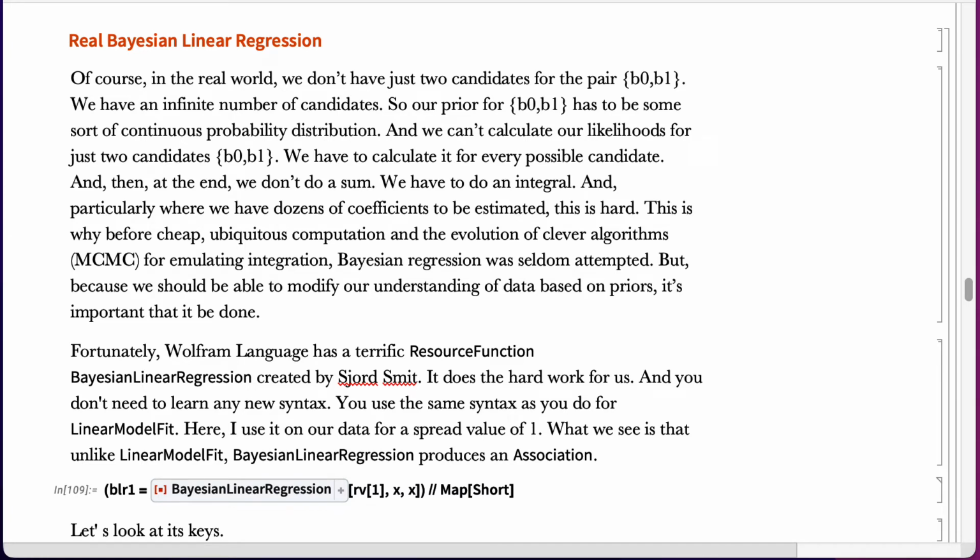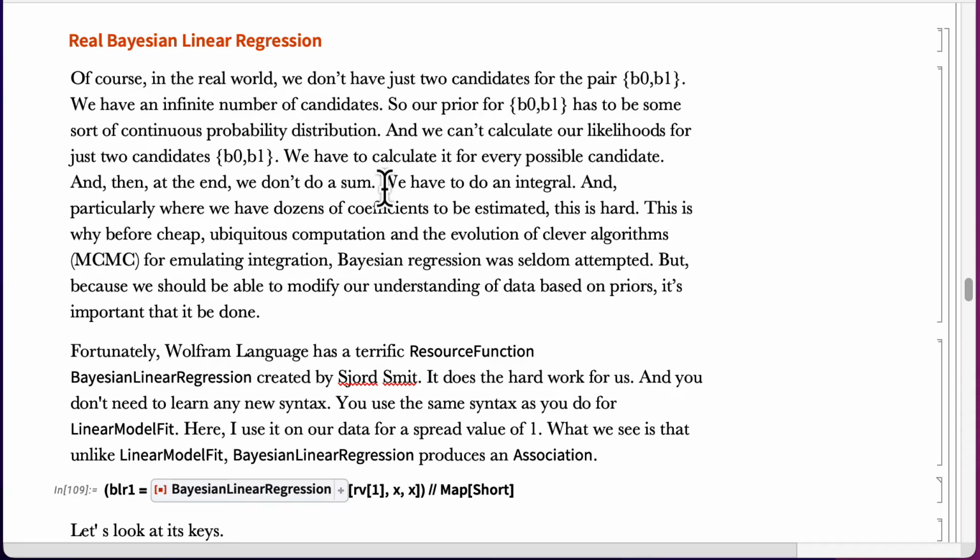Well, our fun with the toy problems comes to an end, because in the real world we don't really have just 2 candidates for the pair B0, B1. We have an infinite number of candidates. And so that tells us a few things. First, our prior has to be some sort of continuous probability distribution. We can't just do what I did in the toy problem and calculate the likelihoods for the 2 candidates. We have to come up with some symbolic calculation that gets it for every possible candidate. And because I have an infinite number of possibilities, I can't really do a sum at the end. I have to do an integral.